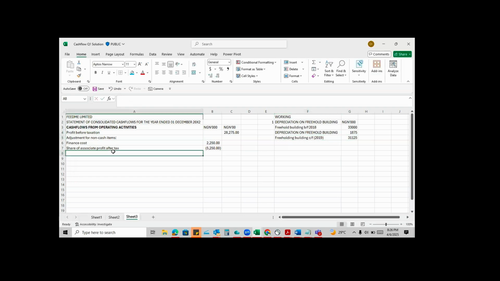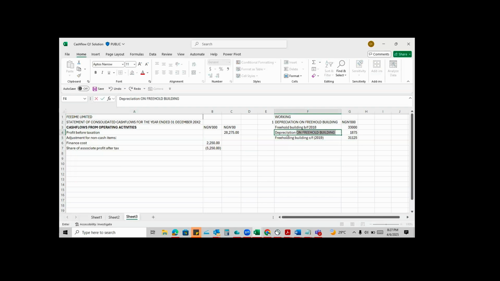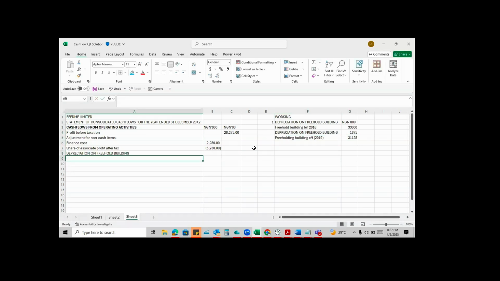So I can come here and say, depreciation on freehold building. You must have deducted this depreciation, and it's a non-cash item. So we are going to add it back.